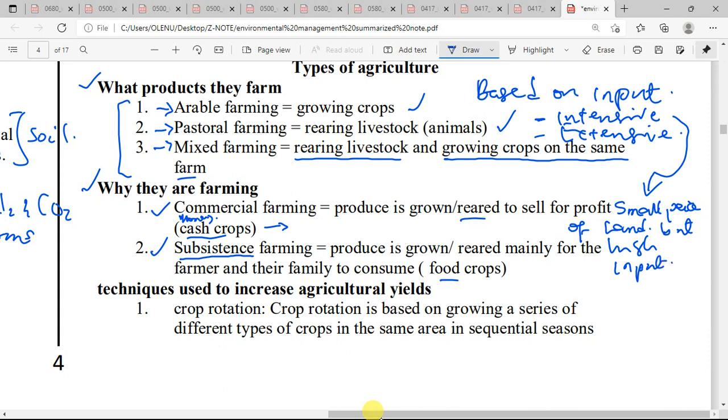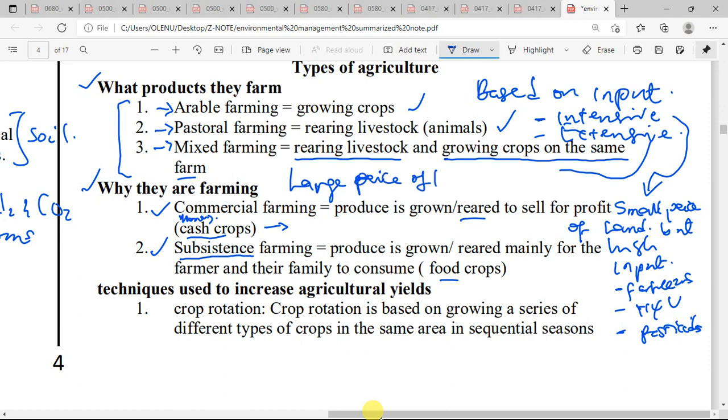Now, when I mean input, I mean things like your fertilizers. In a small piece, you can use high yield variety seeds. You have pesticides. Now, these are examples of input. But extensive farming is when you have a large piece of land but low input. So you can just take note of that.